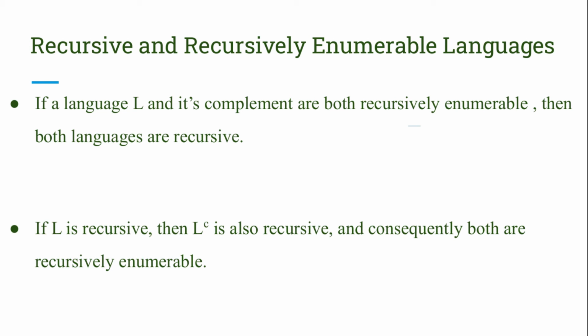Recursive and recursively enumerable languages. If a language L and its complement are both recursively enumerable, then both languages are recursive. Also, the converse is true. If L and its complement are recursive, then consequently, both are recursively enumerable.